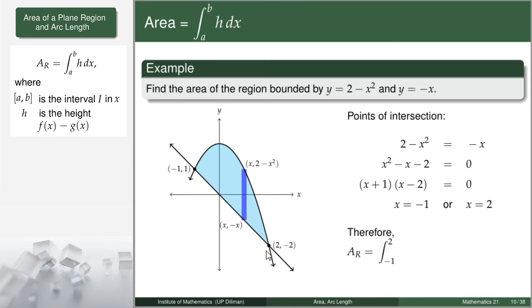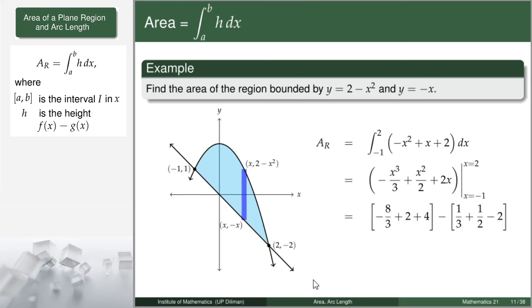Now, since I already know the orientation, which is above and which is below, I just need to plug it in. The y value at this curve is 2 minus x squared, and the y value at the line will be negative x. And of course, I will never forget the dx. Simplifying this, anti-differentiating, and using FDOC, I will be able to get this quantity, which is a positive number as I have indicated before.